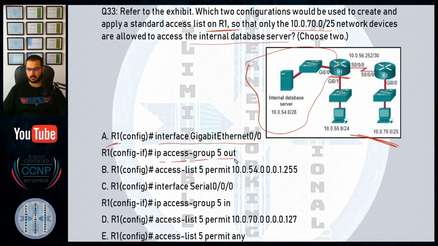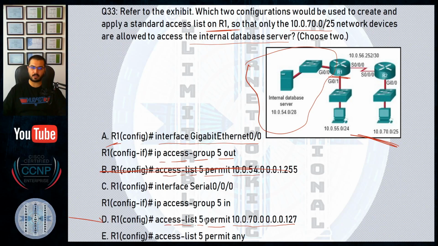Okay, let me see the access list first. I will need an access list that permits this network and blocks the rest. No more config. No, this is not desired because this will permit, I'm sorry, this is still permitting 10.0.54. I need to permit 10.0.70. This is incorrect. C mentions nothing about access list. D says access list 50 permit 10.0.70. That is correct. Okay, so it will permit only this network. E will be permitting everything.